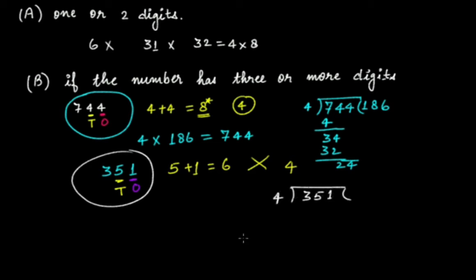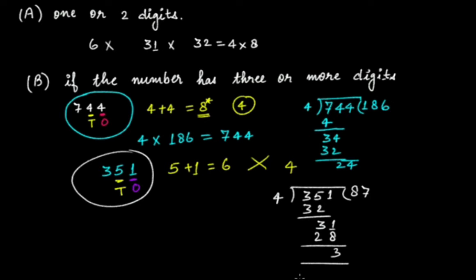So this is 4, this will be 32. You got 3 and 1. Right? Now you will go 4 times 7 is 28. Left with 3. 3 is a remainder. This is not divisible by 4. Okay? So what's the condition?